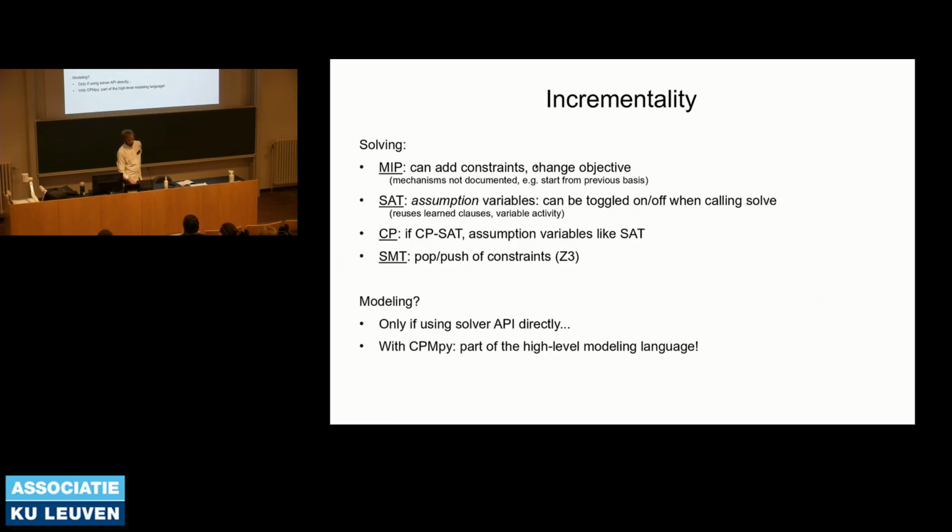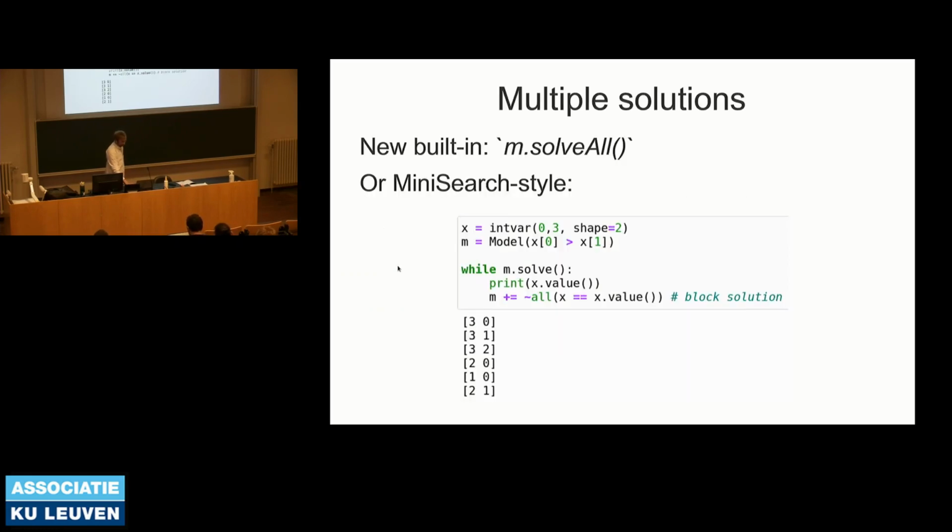So MIP solvers support incrementality out of the box. SAT solvers also support incrementality if you use assumption variables, something that can be used to toggle on and off certain constraints. CP solvers, CP-SAT can do a bit of it, and SMT solvers are also incremental. And so if you use these solvers, you will get that benefit.